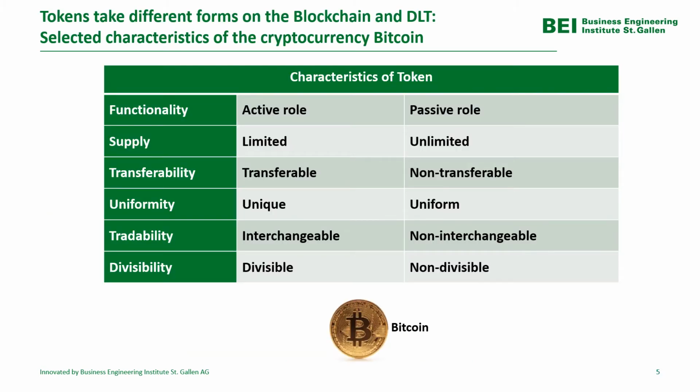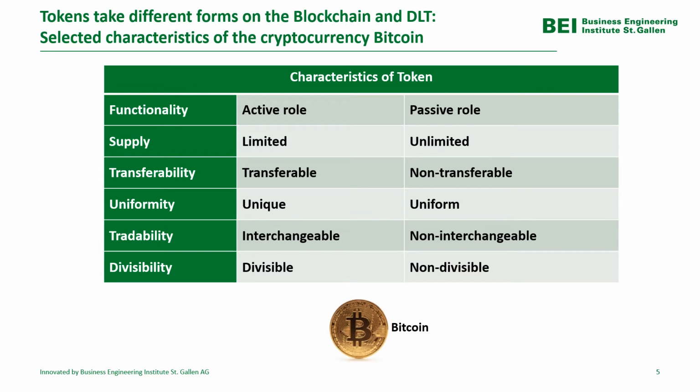And to better understand the different properties of a token, I want to give you a short introduction to how it can actually be designed. For that reason, we highlighted selected characteristics. For example, we have the functionality of a token. This would describe the role a token can take in a certain context. Is it active or is it passive? What about the supply? What about the tokens in circulation?